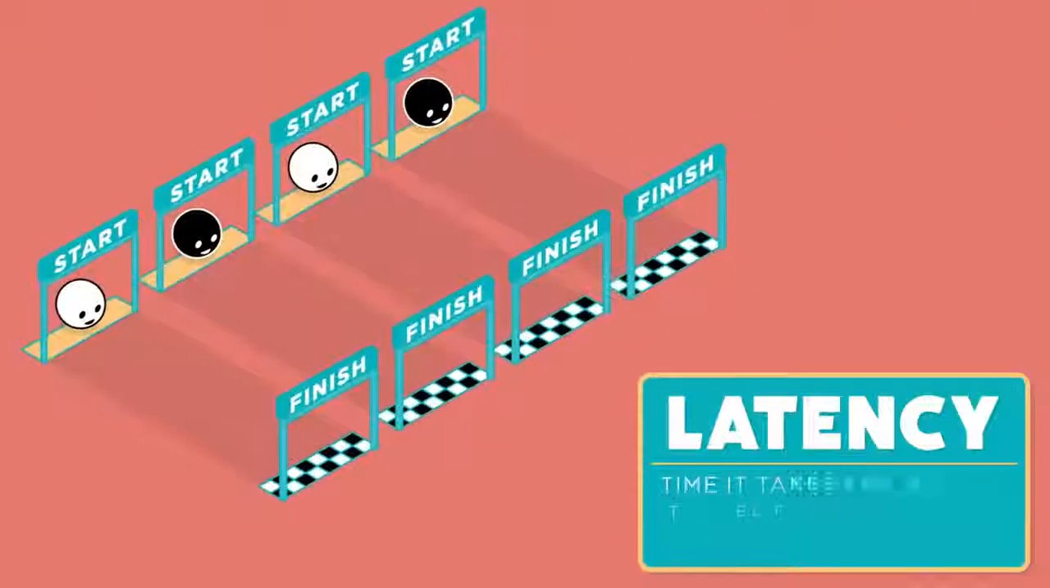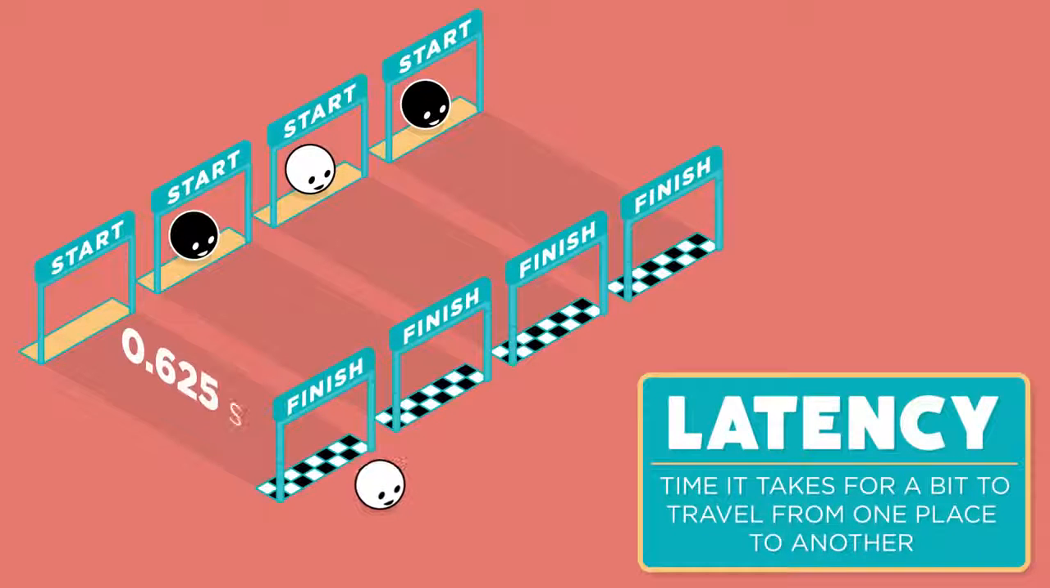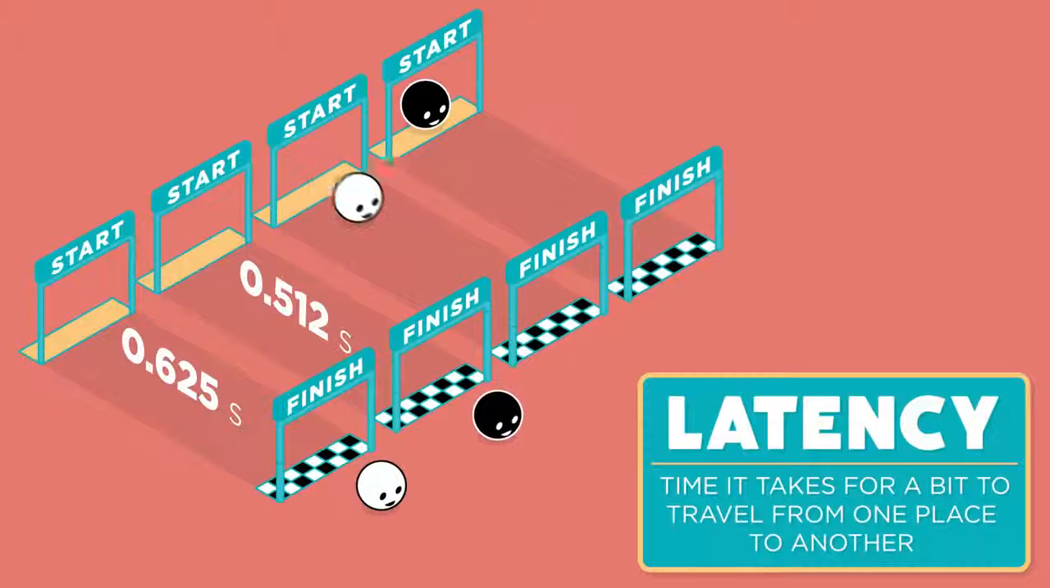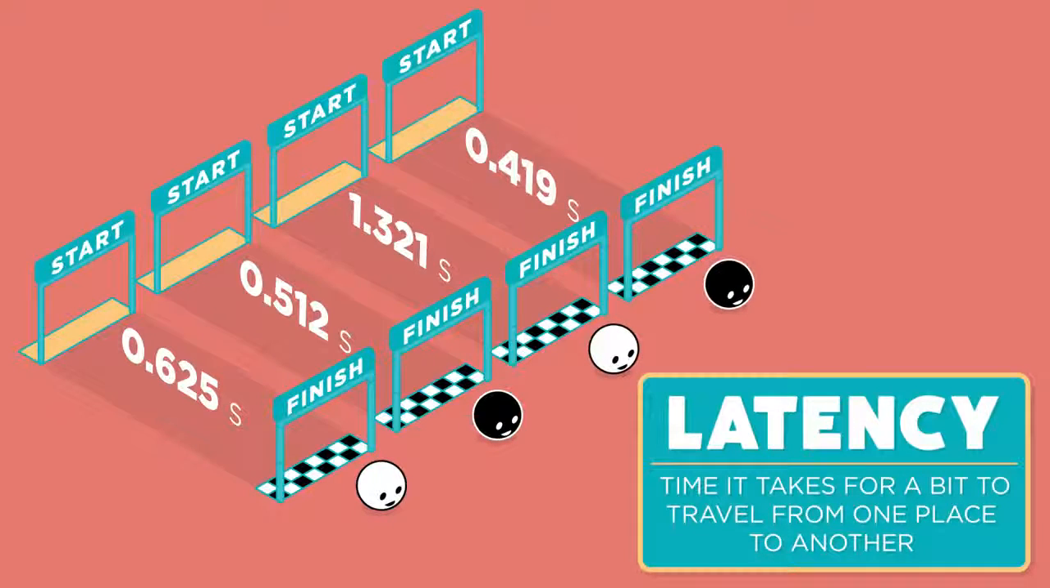A different measure of speed is the latency, or the amount of time it takes for 1 bit to travel from one place to another, from the source to the requesting device.